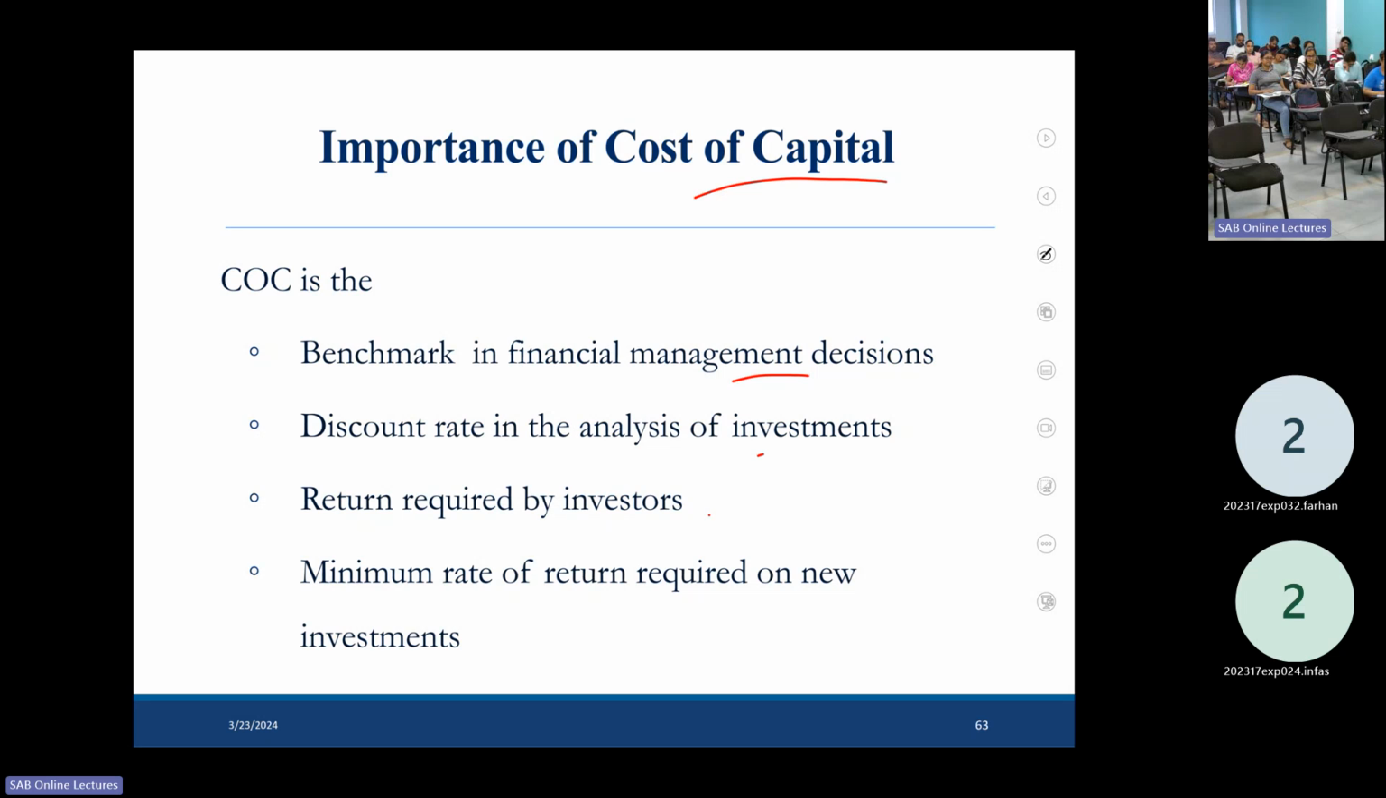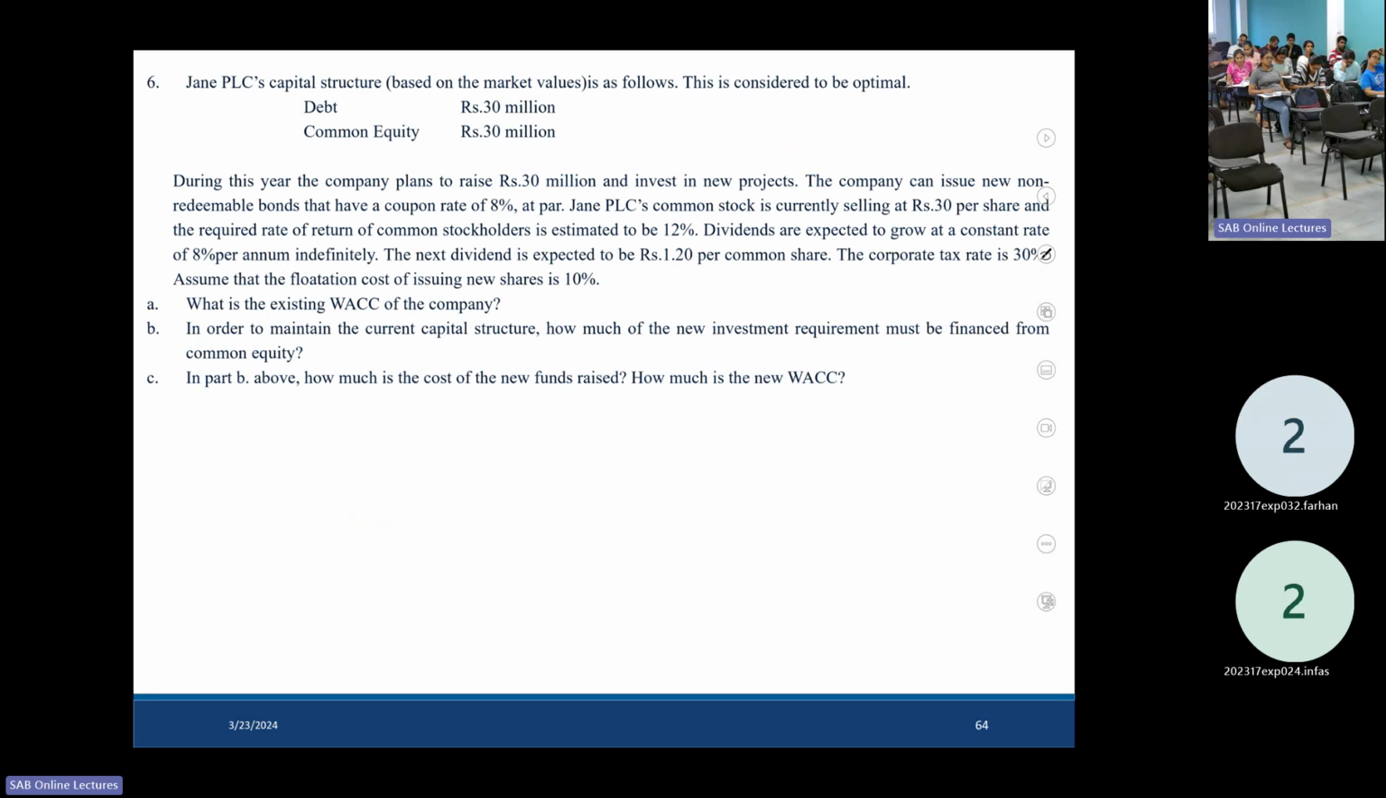This is the required rate of return for the investors of the company. As I mentioned here, this is the minimum rate of return required on new investment. So this is the importance of cost of capital. It's a benchmark for financial management decisions. It is the discount rate when you calculate the NPV and profitability index. This is the required rate of return from your investor. We are calculating from that point. So this is the minimum required rate of return you should secure from your investment. Right. So this is the end of the cost of capital.